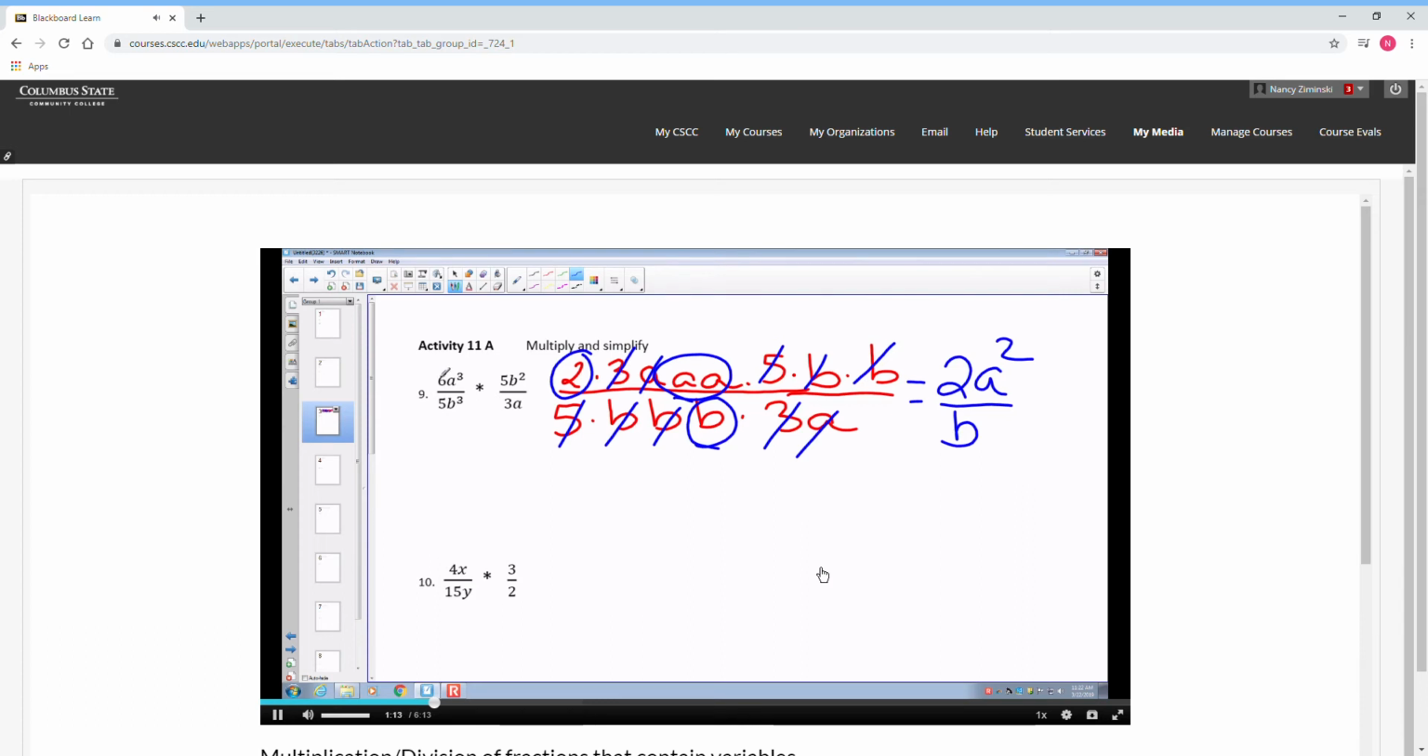Now you can certainly do the numerical part in your calculator. You could put 6/5 times 5/3 into your calculator, but you cannot put the letters into the calculator, so the variable part will have to be done by hand.